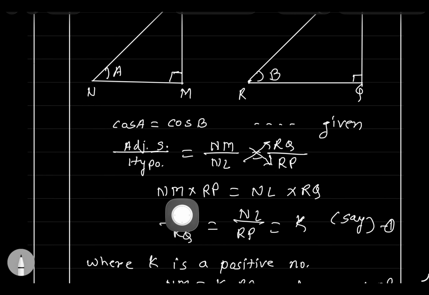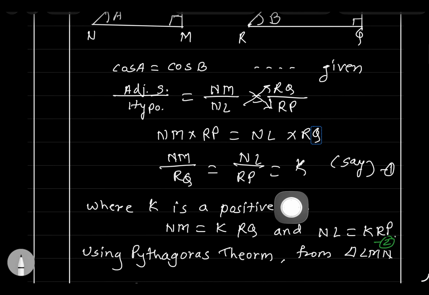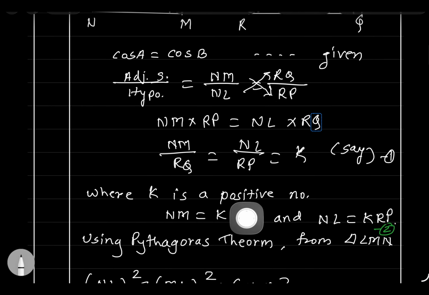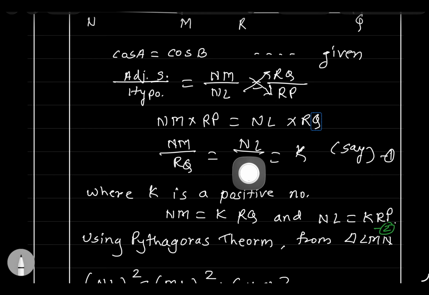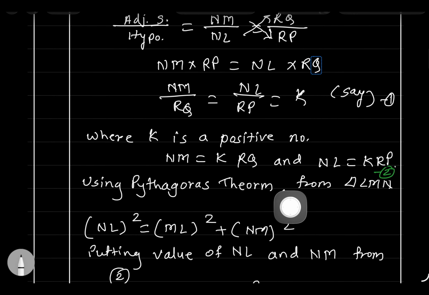so NM into RP equals NL into RQ. So NM upon RQ, then NL upon RP, equal to K. If we solve like this, K is a positive number. So NM upon RQ equal to K means NM equal to K into RQ. NL upon RP equal to K means NL equal to, by cross multiplication, RP into K.